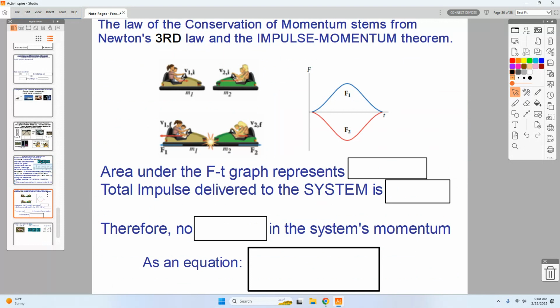When the beige car hits the green car, and you guys can't see that on your sheets because they're not color coded, when the beige car hits the green car, it delivers an impulse. This portion right here would represent the impulse delivered, and that would be the impulse delivered to the green car. So that'd be the car on the right.